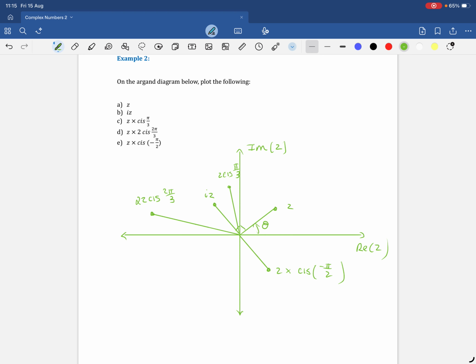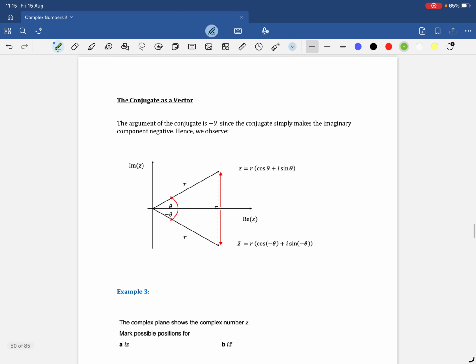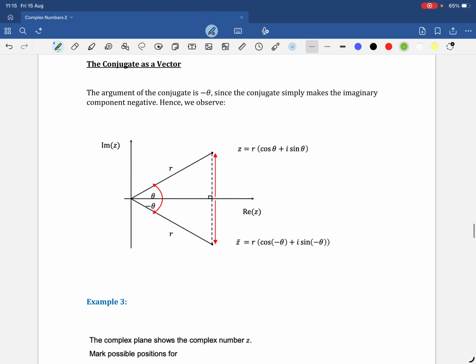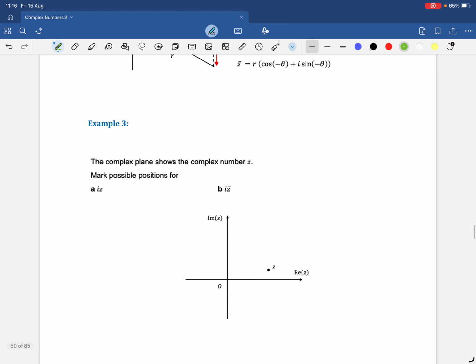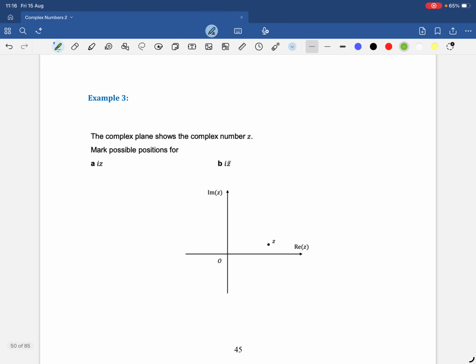Okay, we'll keep going. We're almost at the end. The conjugate as a vector. The argument of the conjugate is minus theta, since we're simply making the imaginary component negative. So we'll observe that if z is r cos theta plus i sine theta, then z bar is r cos of minus theta plus i sine of minus theta. So we have a look at that.